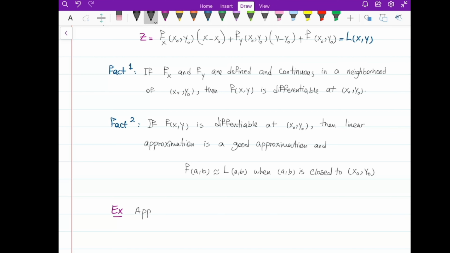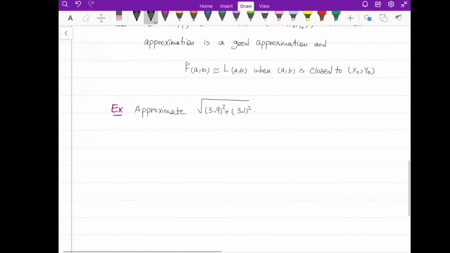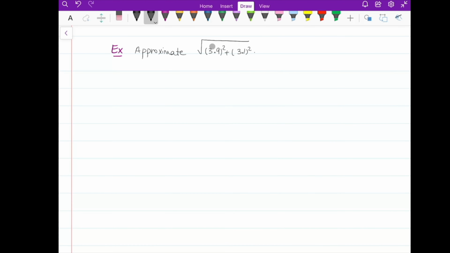Approximate the square root of 3.9 squared plus 3.1 squared. Okay, so I'm going to use linear approximation to approximate that. So I need to define my function first. So let f of x and y be the square root of x squared plus y squared.